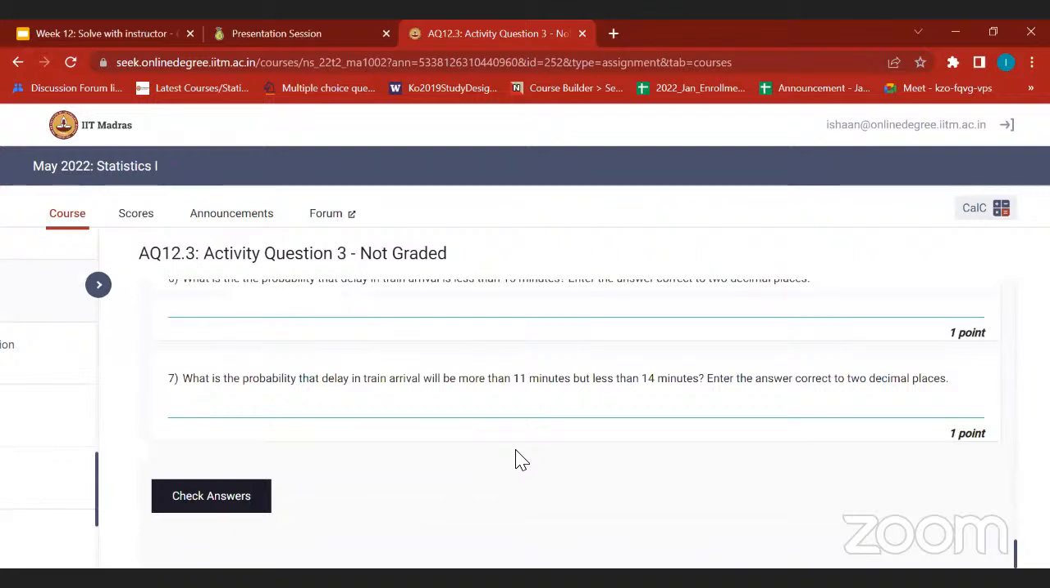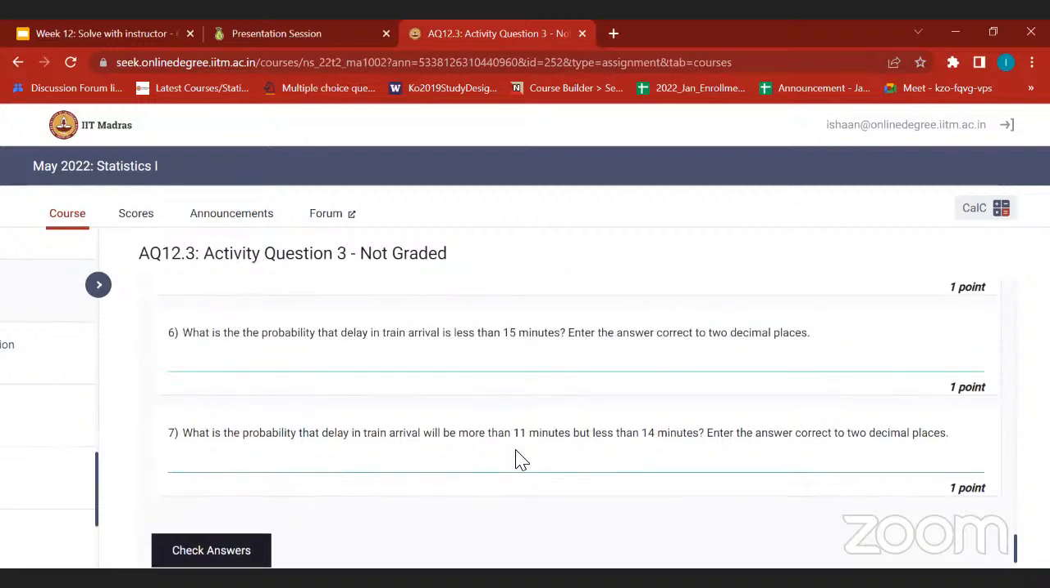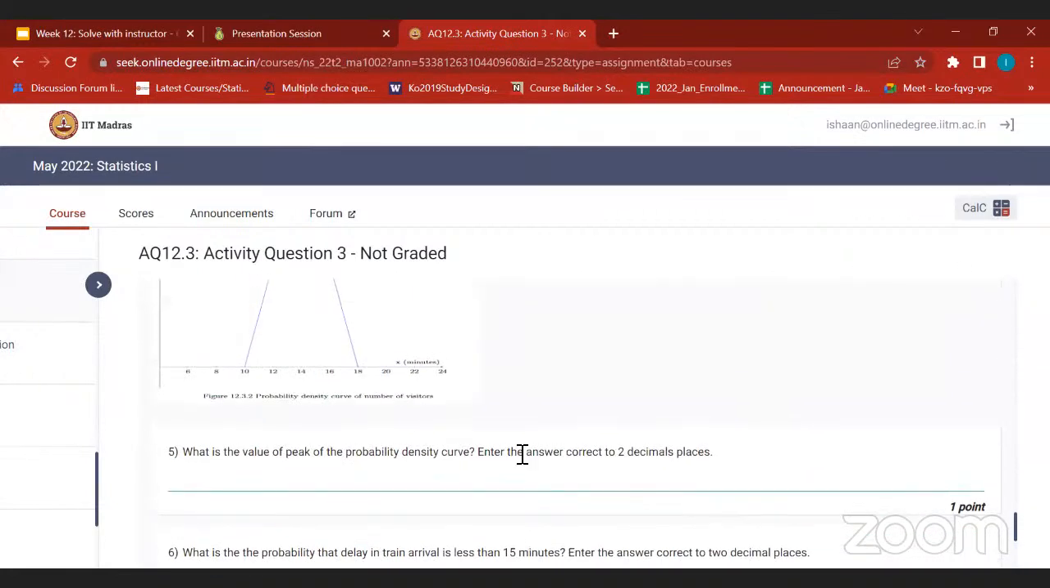Last two questions. Okay, how did you approach it? From the given diagram, I divided them into rectangle and triangle. Okay, so let me draw the diagram here. It is something like this, right? A trapezium going from here to here. This is point 10, this is point 12, this is 14, and this is 16, right?